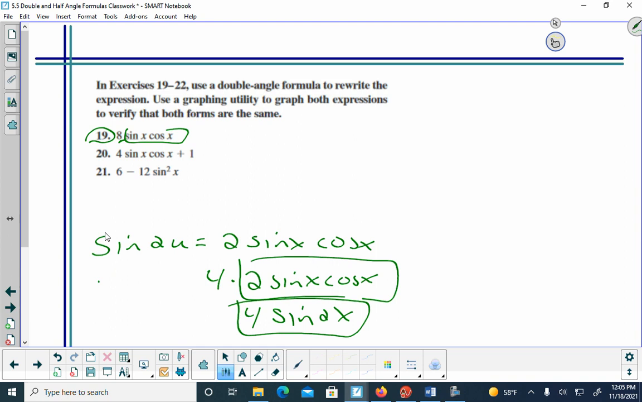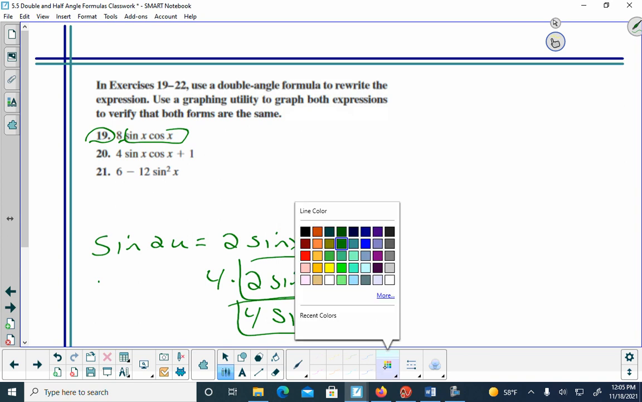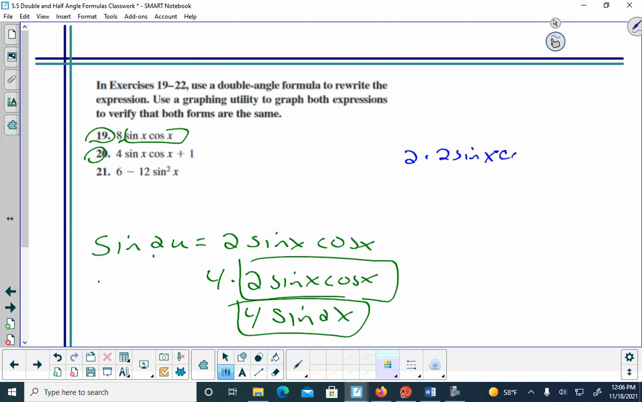For number 20, I see 4 sine x cosine x plus 1. Again, the only thing that has a sine x times a cosine x is this double angle here. So I'm going to rewrite that 4 as 2 times 2 sine x cosine x, and then I have that plus 1 hanging out over there. This is sine 2x. So here's that 2 and here's that plus 1. And that's it. That's all I can do with it.